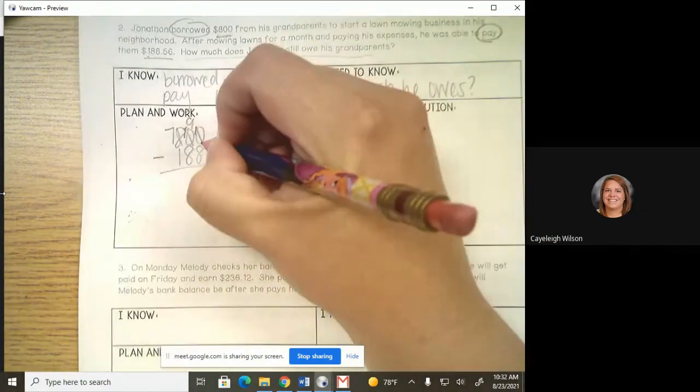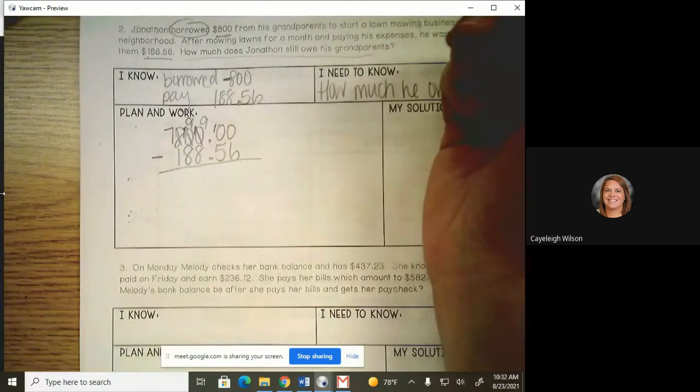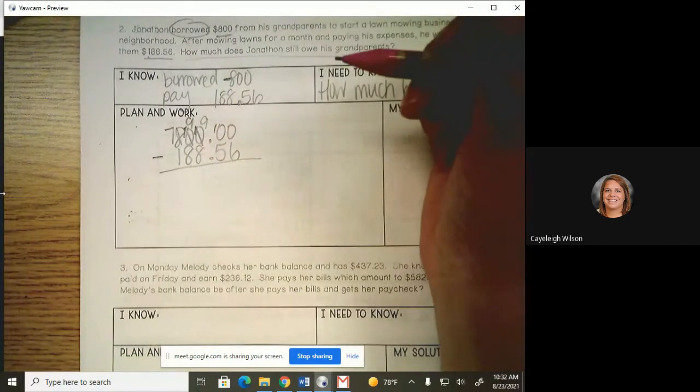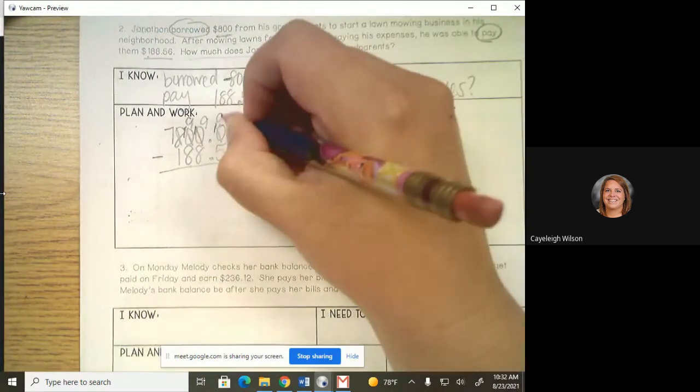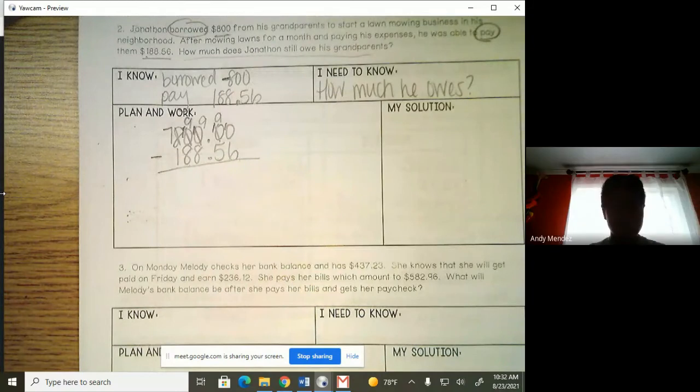Then I'll borrow from this 10, and that will become a 9, and that will become a 10. And one more time so I can get a number over here. So that 10 will become a 9, and that 0 will become a 10. And now I can subtract.